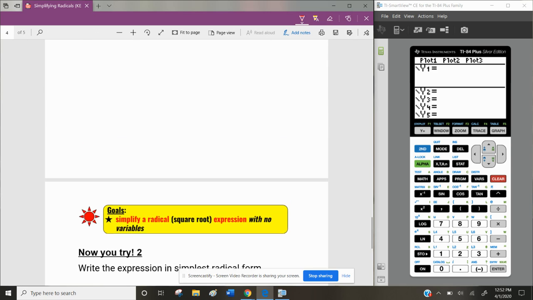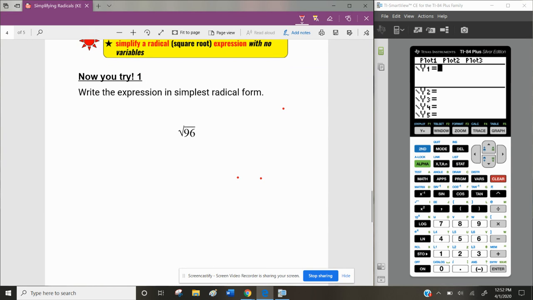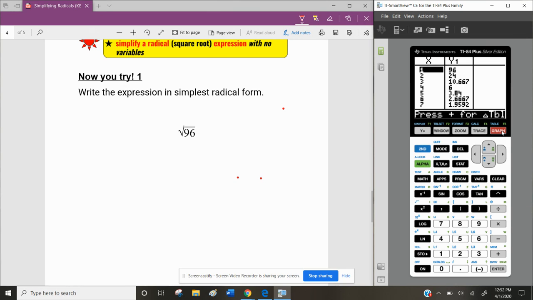So we're going to go back up to this first one here, square root of 96. I'm going to go to y equals in my graphing calculator. I'm going to do 96 divided by x squared, again using squared because this is a square root. And then I'm going to go over to my table. And I'm going down, I'm scrolling down, I've reached 2. That means there's not going to be anything below that I'm going to be interested in looking at.